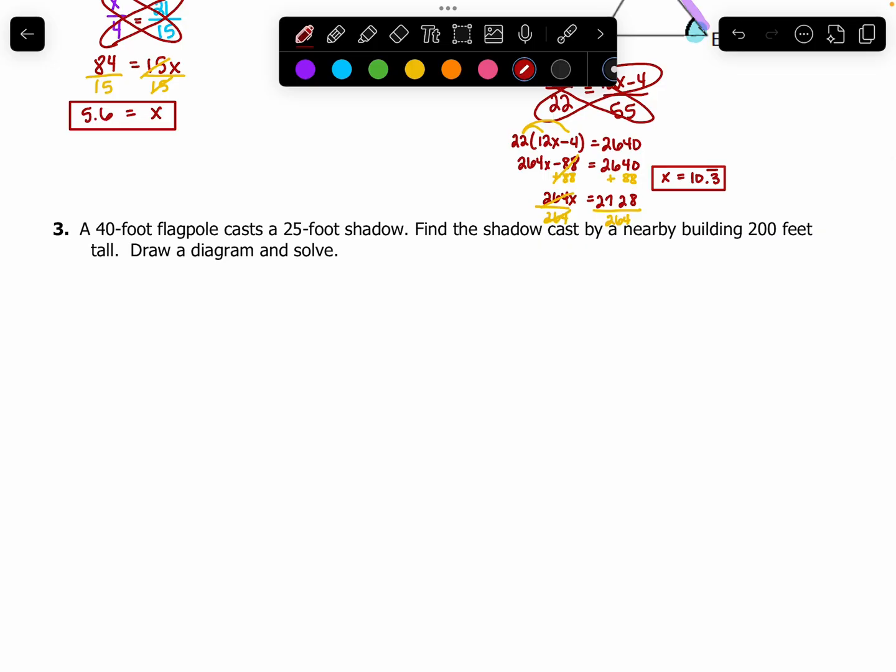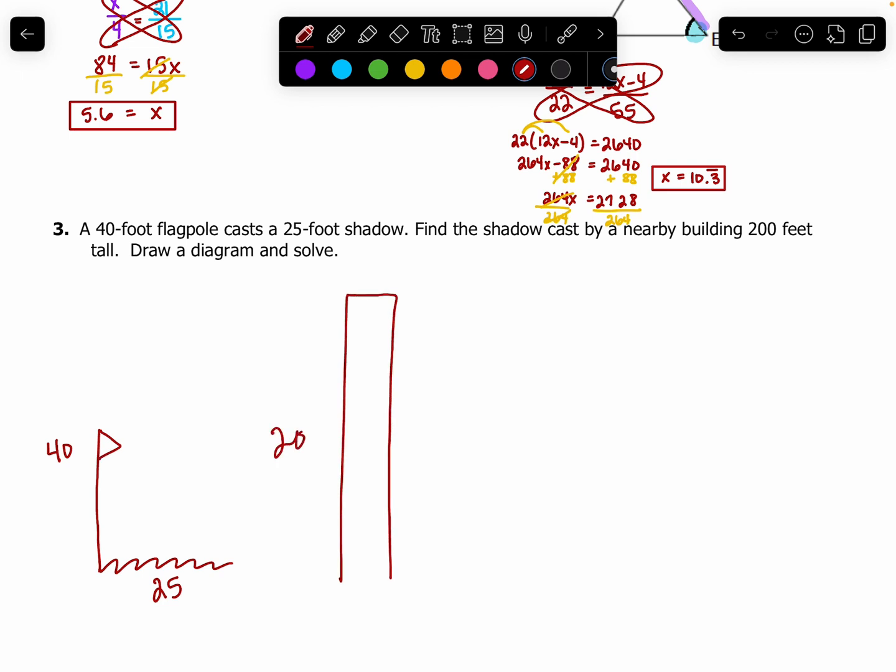All right, number 3, a 40-foot flagpole casts a 25-foot shadow. So here's our flagpole, here's our shadow. So that's 40, that's 25. Find the shadow cast by a nearby building 200 feet tall. Made that too tall. Okay, so now we have a building that's 200 feet tall, and we need to find the shadow that this building casts.